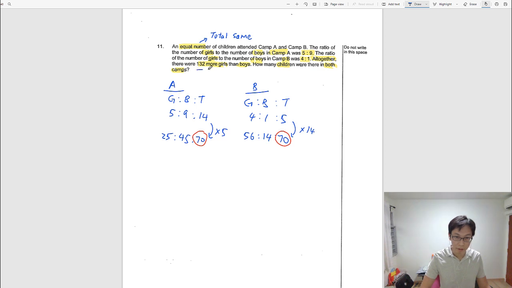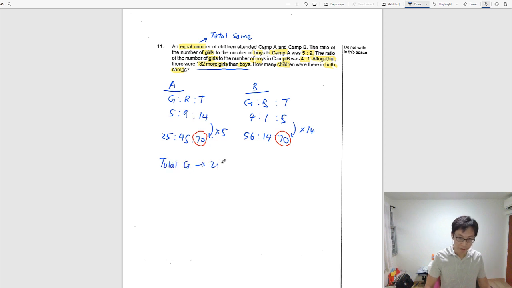Altogether, there are 132 more girls than boys. The keyword is altogether. Altogether means you must take the total girls minus away the total boys, and the difference will be equals to 132. Understand? So let's find the total girls.